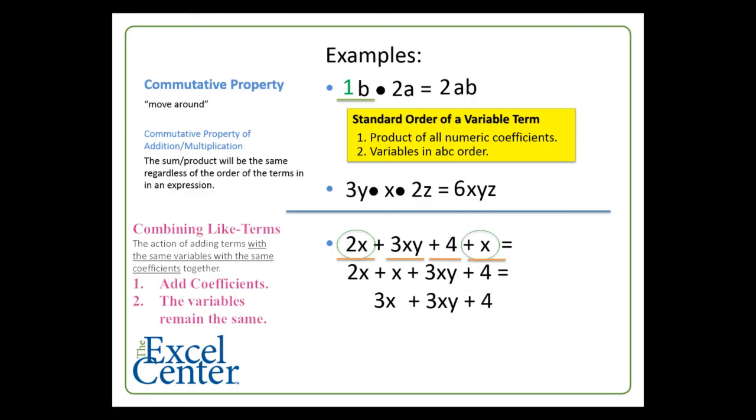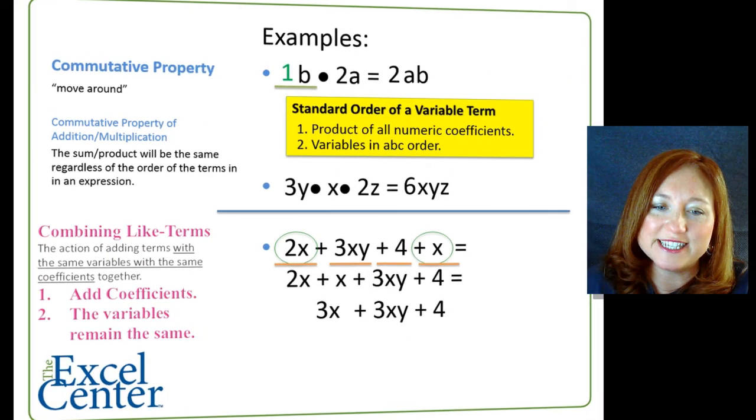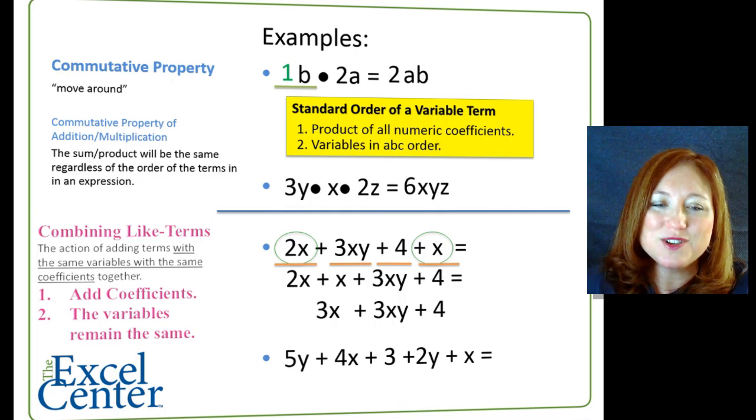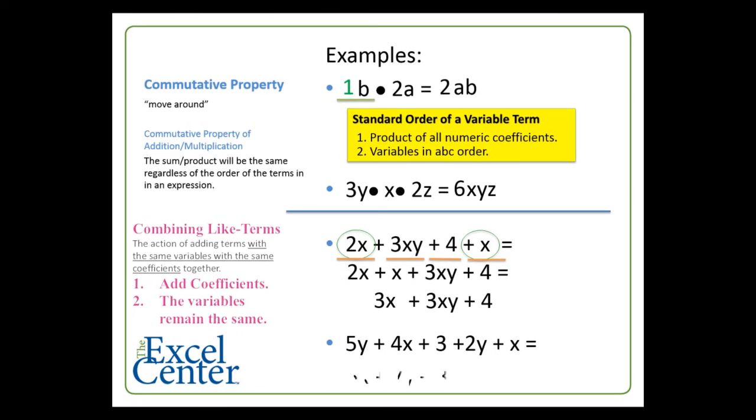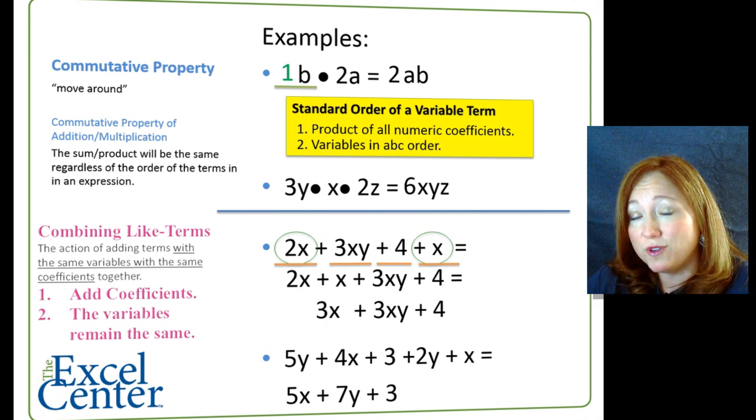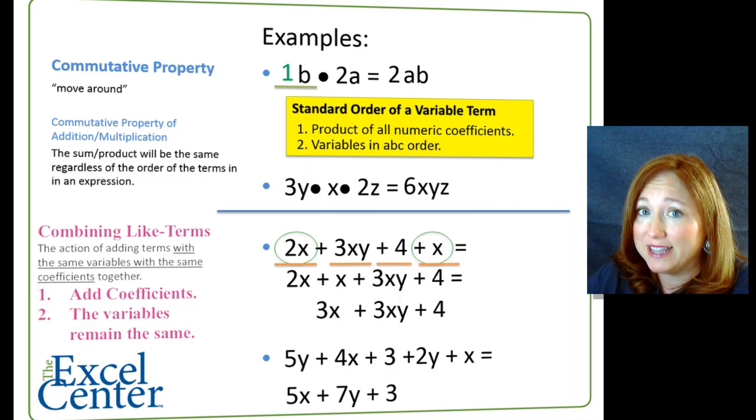Notice how I wrote the variable terms in ABC order, followed by the only constant. Now this expression is in standard form and simplified. You try it. Simplify this expression with the commutative property and combine like terms. You should get 5x plus 7y plus 3. Therefore, the commutative property is helpful for adding terms together, which we will forevermore call combining like terms.